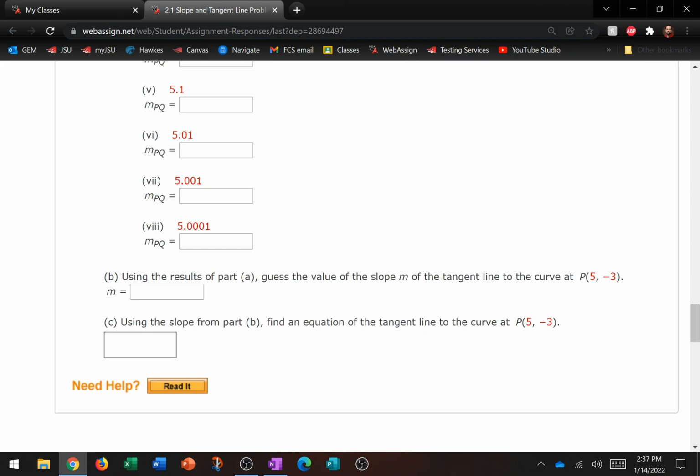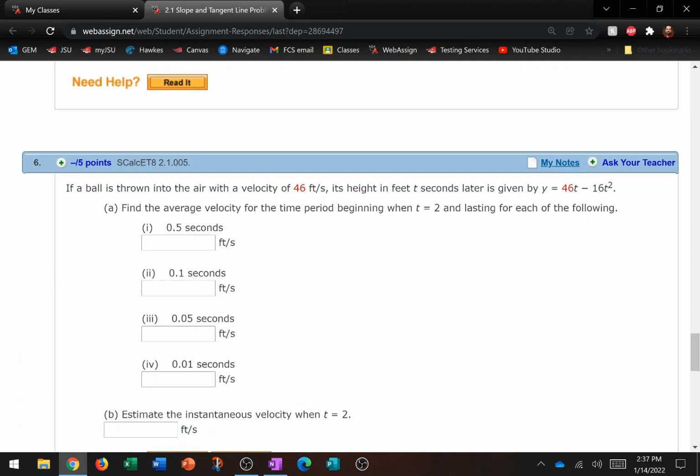In C, we use the slope that we guessed on part B and the point-slope form. Yes, we will. I just want to show them to you, and then we'll pick one if you want to. We'll be glad to do one.